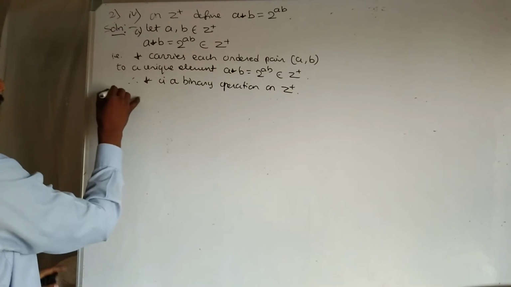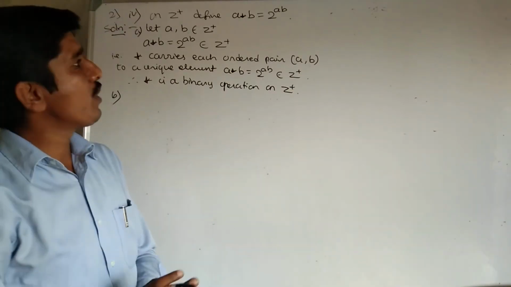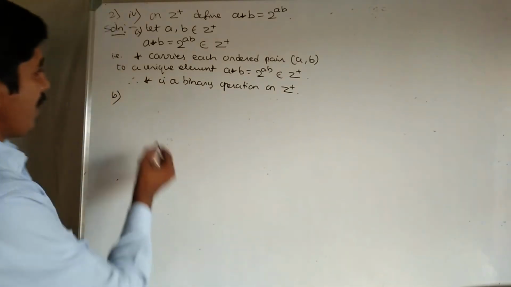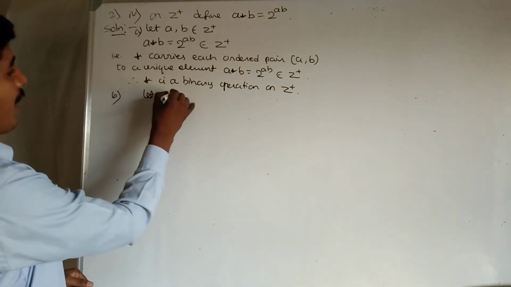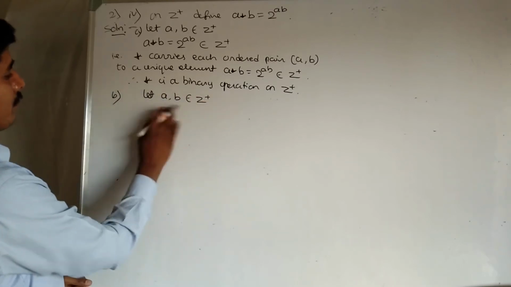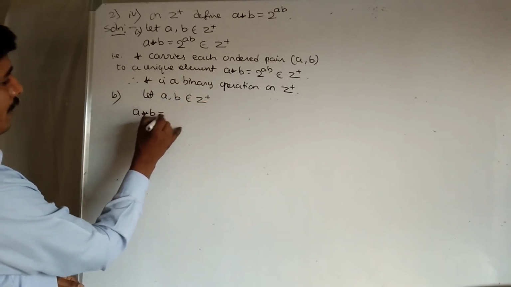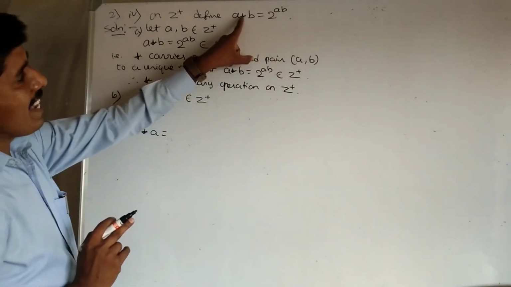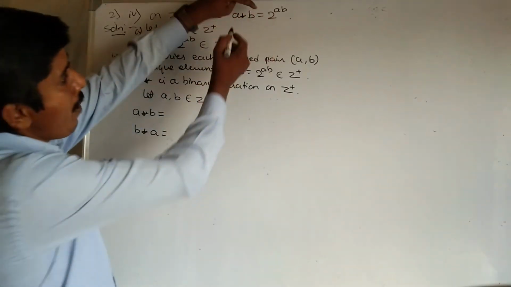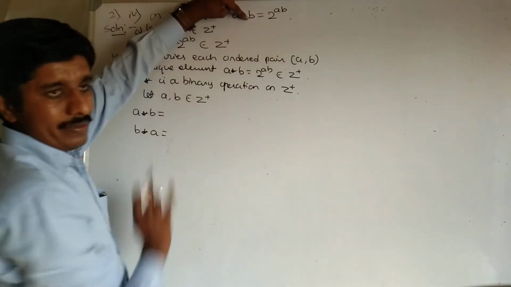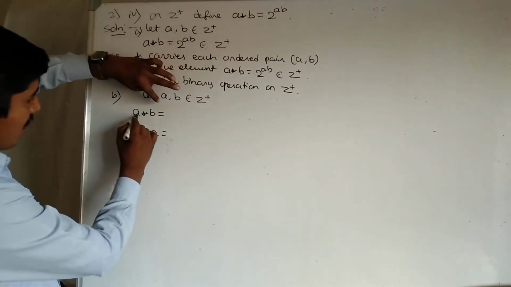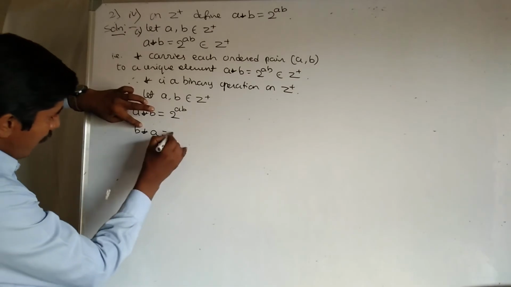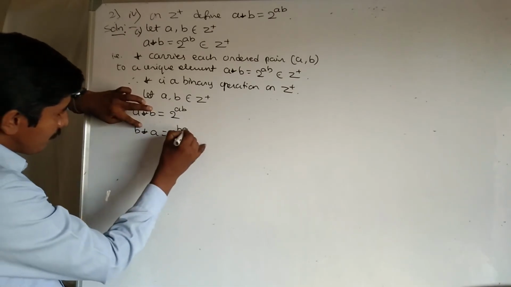Next, the second one: verify whether it is commutative or not. Let us take two elements a, b belonging to Z plus. LHS a star b, RHS b star a. Here a star b is defined as 2 power the product of a and b, 2 power ab. Then b star a is 2 power b into a, ba.